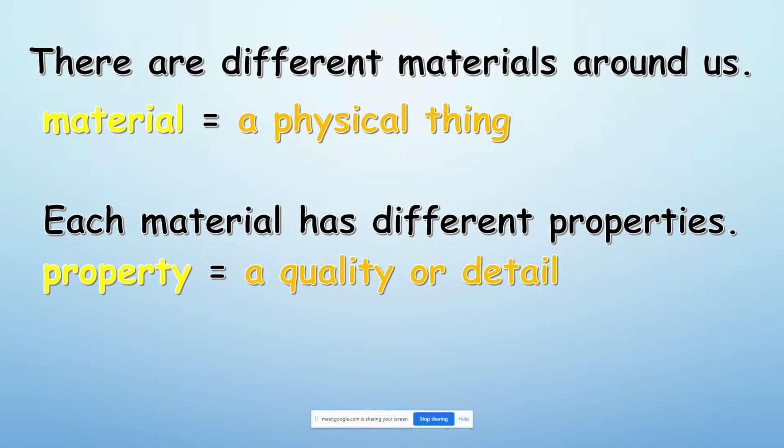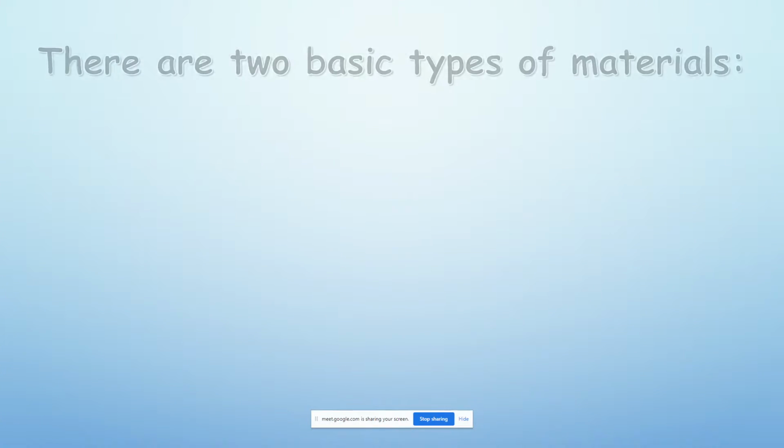Now, each material has different properties. When you say property, that is a quality or detail. It's how they look, how they feel when you touch them, or how strong they are. Later, we will discuss more about them.